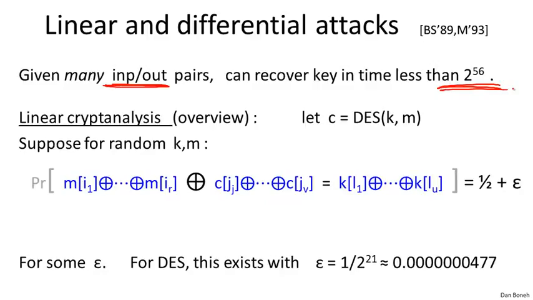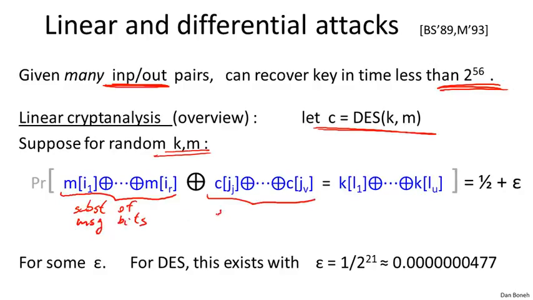The example I want to give you is what's called linear cryptanalysis. Here, imagine that C is the encryption of M using key K. Suppose that if I look at a random key and a random message, there's a dependence between the message, ciphertext, and the key bits. In particular, if I XOR a subset of the message bits with a certain subset of the ciphertext bits, so these two the attacker sees, the attacker has the message and the ciphertext, and then I compare that to an XOR of a subset of the key bits.